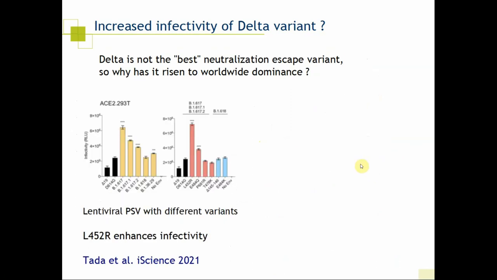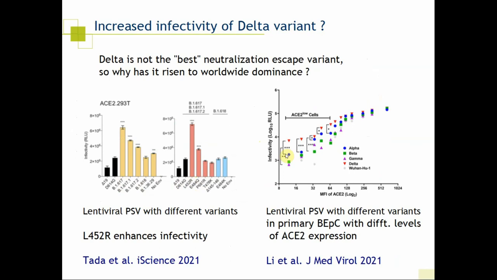But there are other groups who have found enhanced infectivity of these Delta variants, particularly due to the mutation L452R, which is really only found in the Delta variants. And another group found that there's better infection in human lung epithelial cells, especially in the cells which have low expression of the ACE2 receptor. So there are 3 or 4 groups with published data showing that the Delta variant is more efficient at infecting human cells. And it's probably this that has been the motor behind the expansion of the Delta variant, and not really neutralization escape.